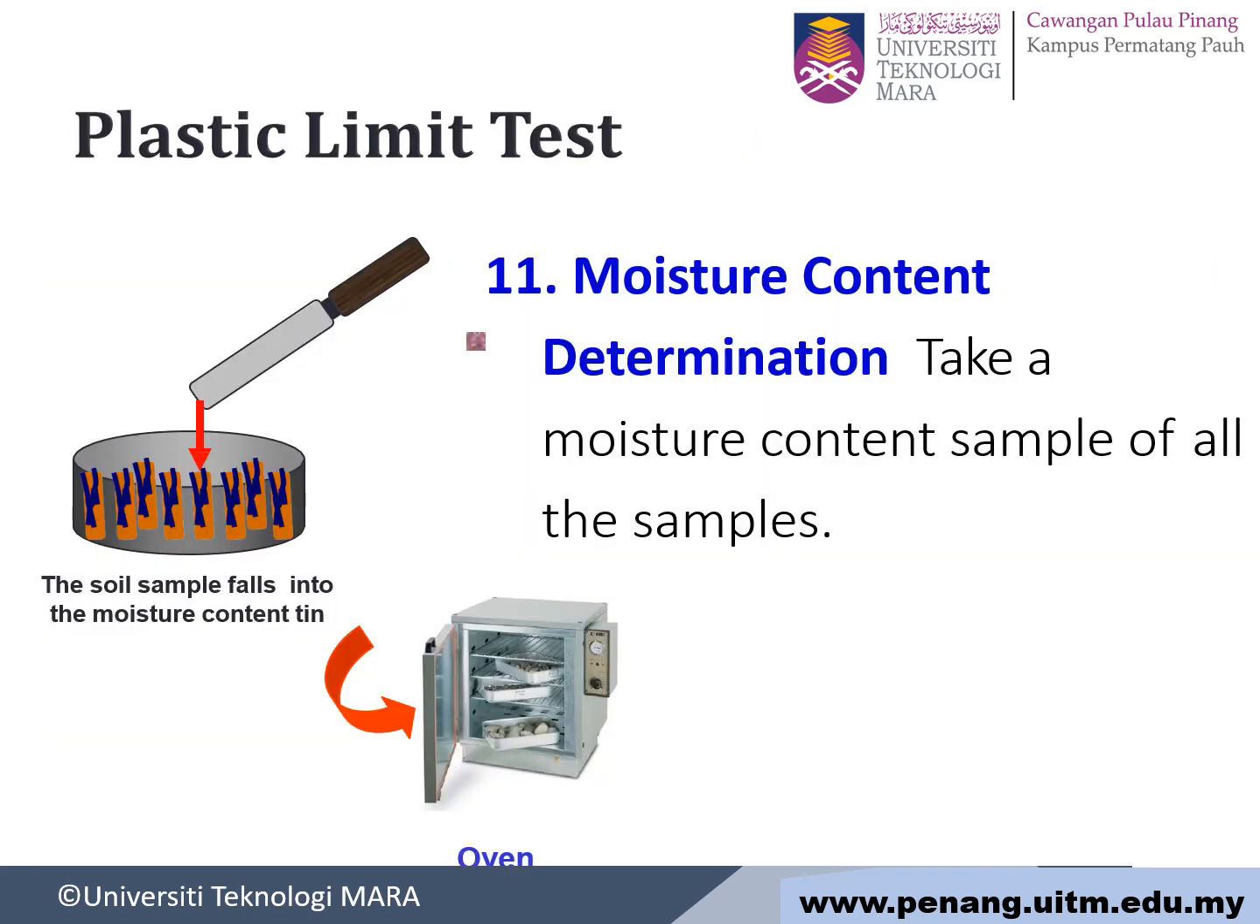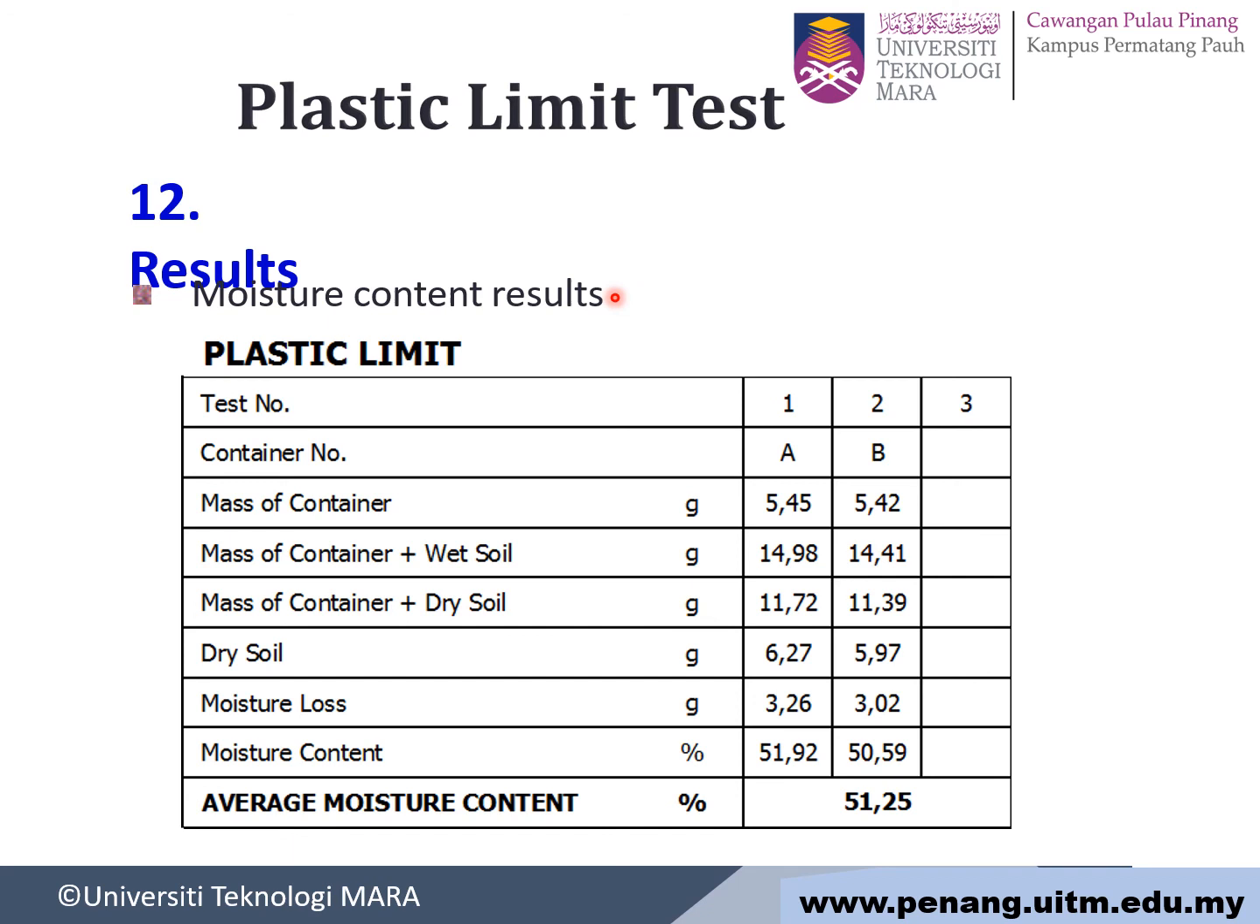Moisture content determination. Take a moisture content sample of all the samples. Alright, these samples go into the moisture content tin and then you put them in the oven for 24 hours to get the moisture content. This is the example result for the plastic limit test for the moisture content. Alright, so we see here we have container number 1 and 2, A and B, and then you will determine the value of moisture loss and the moisture content. And then from the moisture content, you will get the average moisture content. The average moisture content we call the plastic limit.